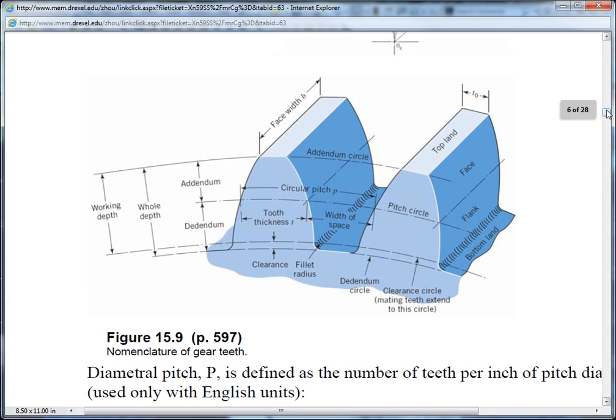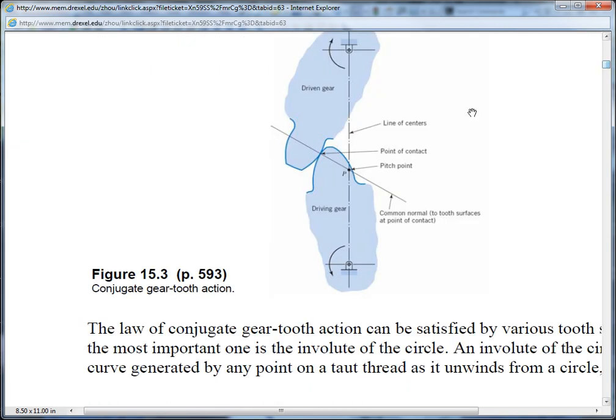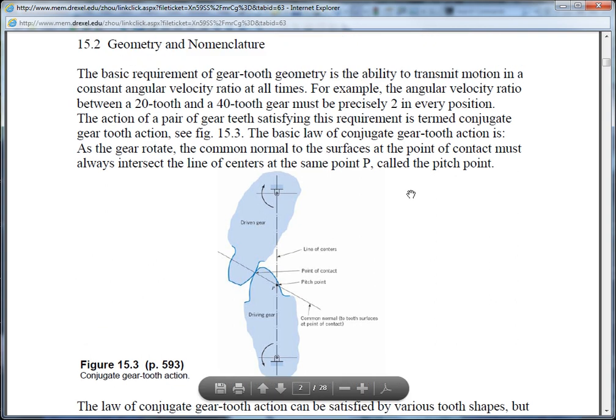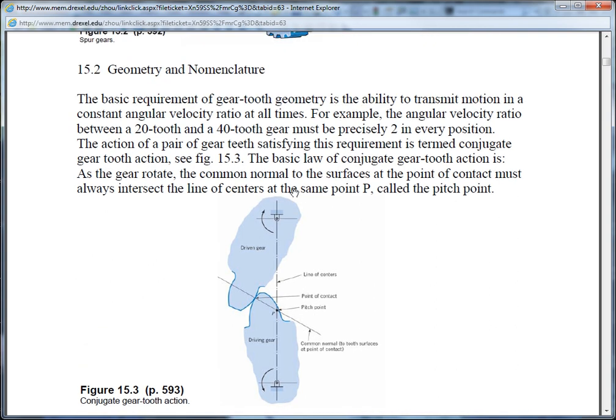Okay, so let's go back up here. And the next thing we want to talk about is something called conjugate gear tooth action. So conjugate action is the ability of the gear, as said here, to transmit the motion in a constant angular velocity ratio at all times. This is somewhat counterintuitive, and actually I'm going to have to stop the video here, and I'll pick this up in the next video.